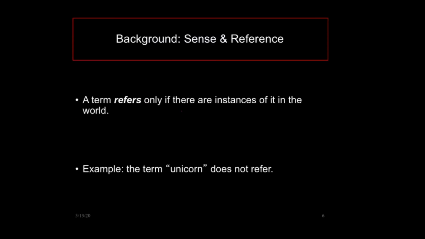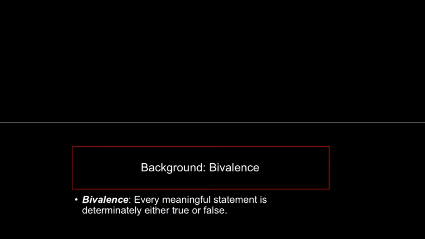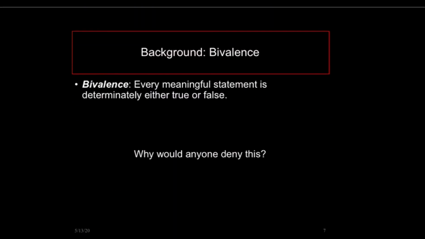But first, let's make sure that we understand that a term refers only if there are instances of it in the world. And so, for example, the term unicorn does not refer. If you're a scientific realist, then you think that the term electron does refer. Okay? And we're just very, very close to putting all this together into a contemporary characterization of scientific realism. But we need one more thing first.